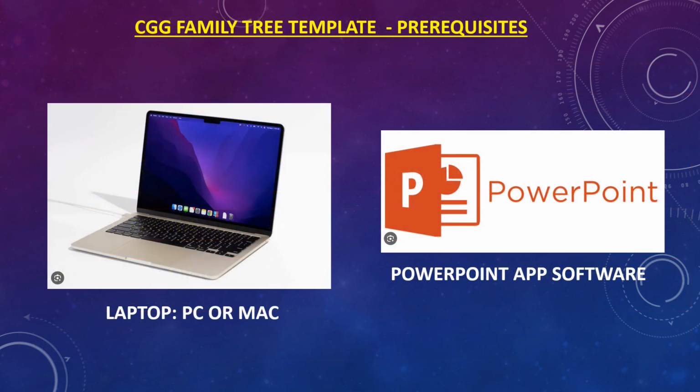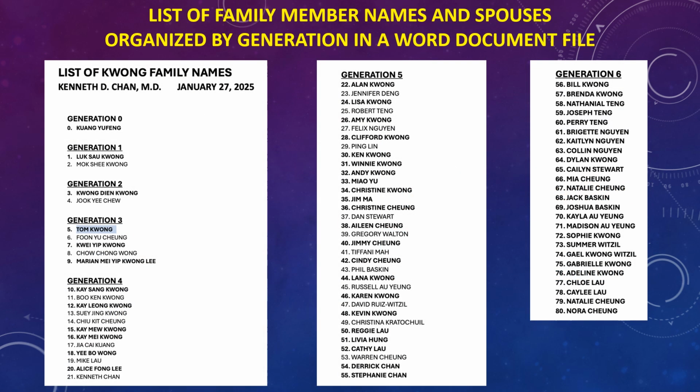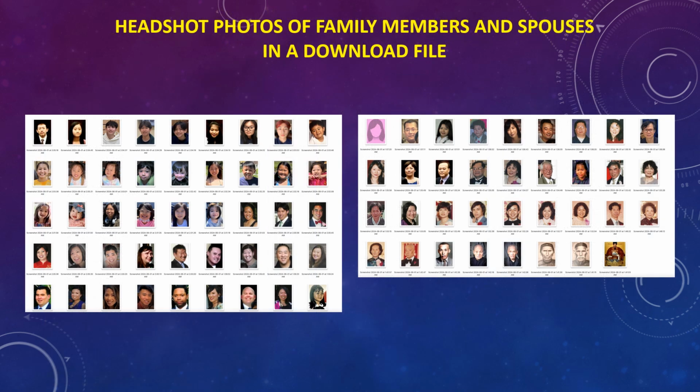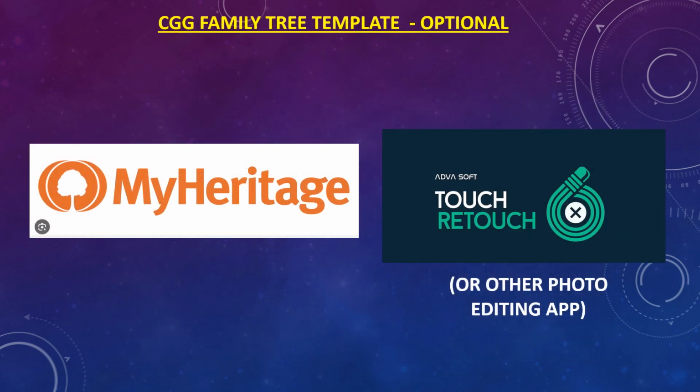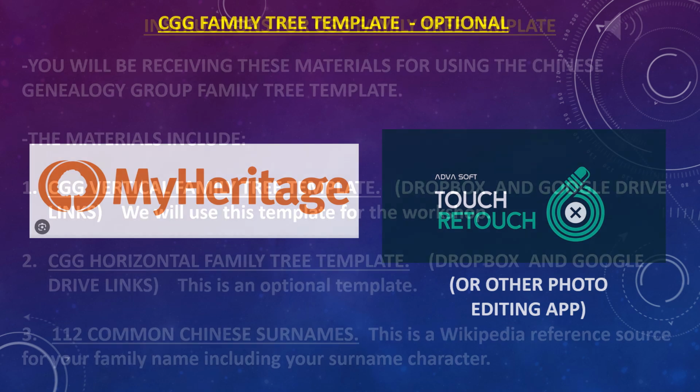Prerequisites: laptop and your own PowerPoint software. List of family member names and spouses, organized by generation in a Word document file. Headshot photos of family members and spouses in a download file. Family surname icons, symbols, and family photos in a download file. Optional: MyHeritage software, and photo editing software.